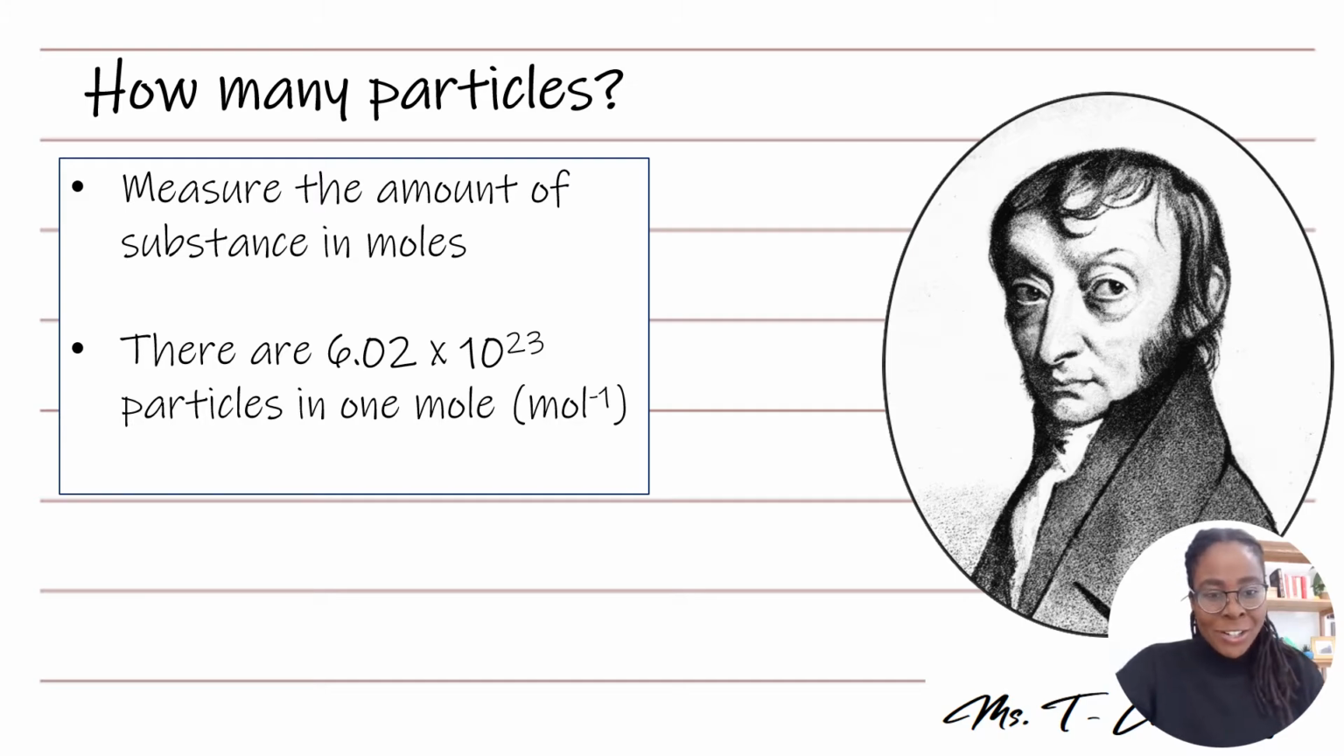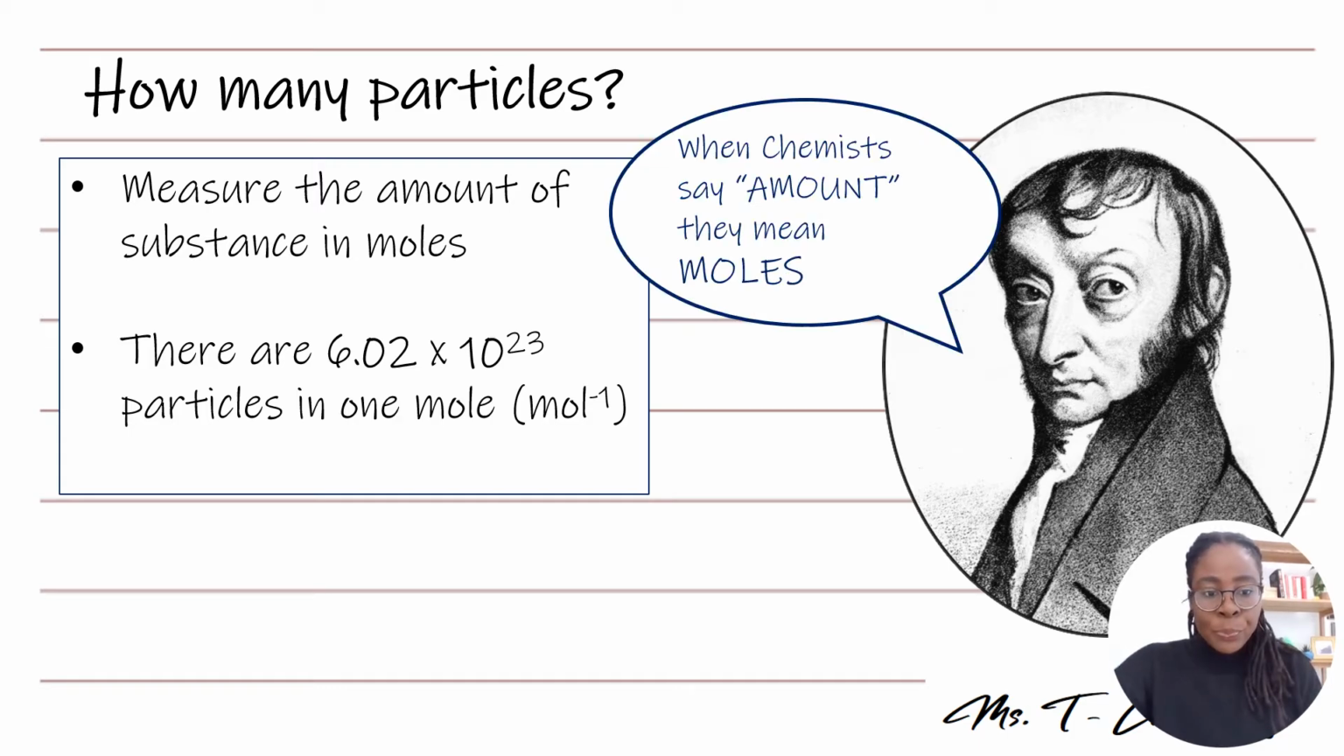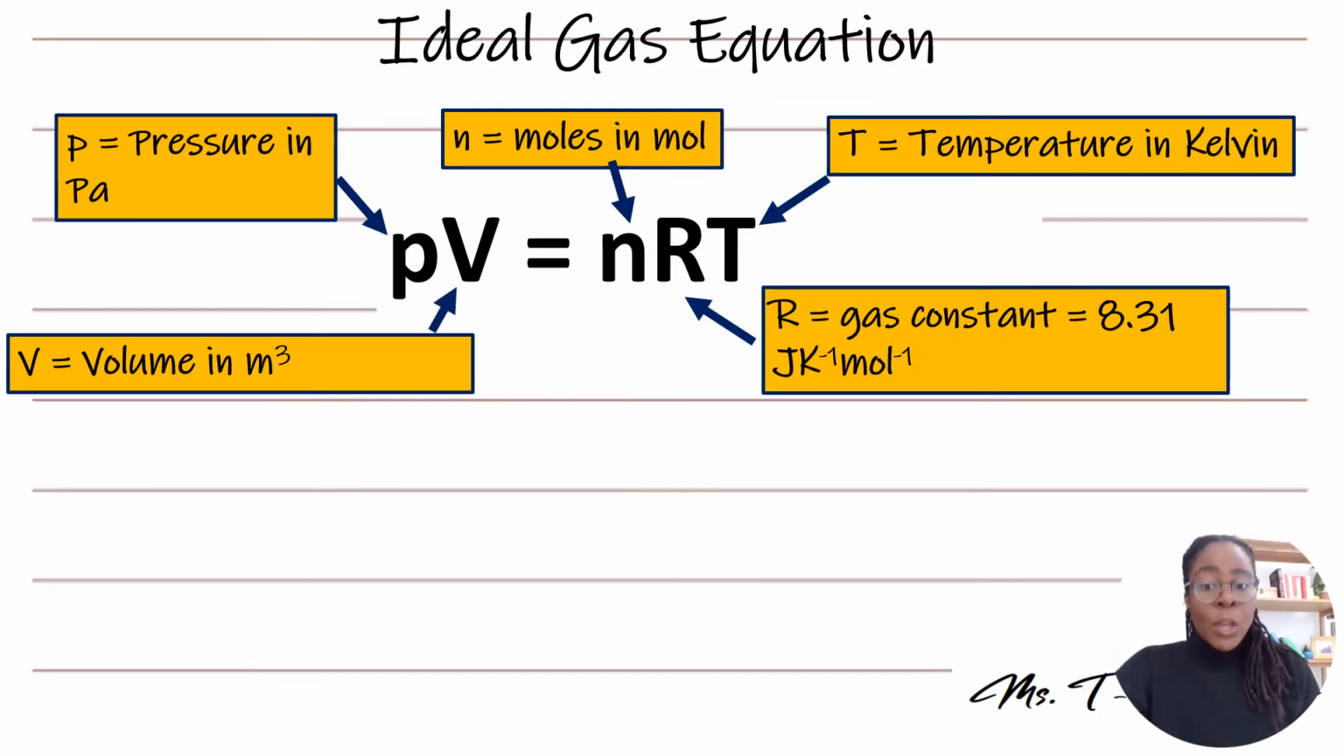So we're back with Avogadro again as we measure the amount of substance in moles, and there are 6.02 times 10 to the 23 particles in 1 mole. So far, we've looked at how we can relate moles to mass, moles to concentration, and moles to gases when we're dealing with one particular temperature and pressure. But with the ideal gas equation, we are calculating moles at a number of different pressures, temperatures, and volumes.